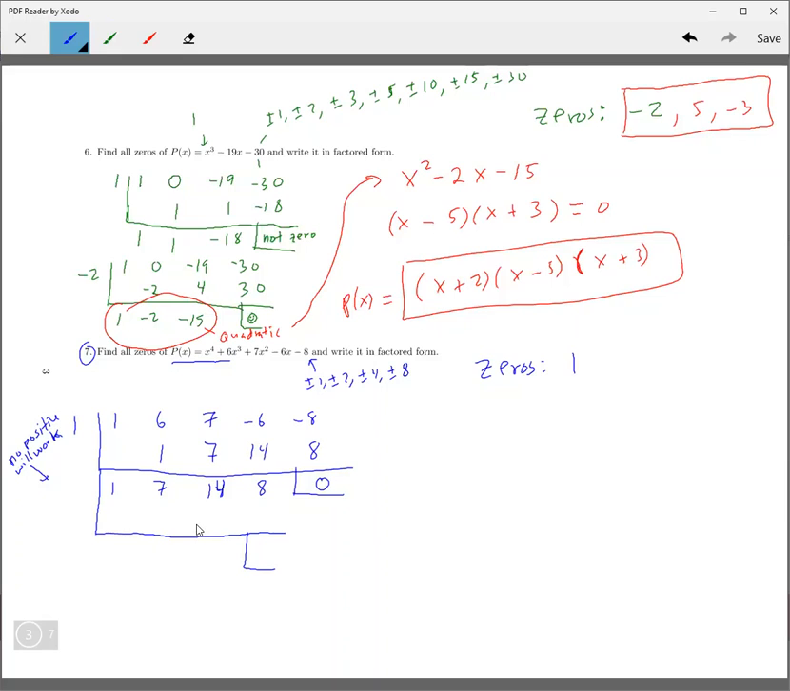Let's try -1. So bring on the 1, multiply, that's -1. Adding those, you get 6. Multiplying, you get -6. 14 minus 6 is 8. Wow. Multiplying, you get -8. Oh, great, that works. That adds up to 0. So that's great. So -1 is a 0.